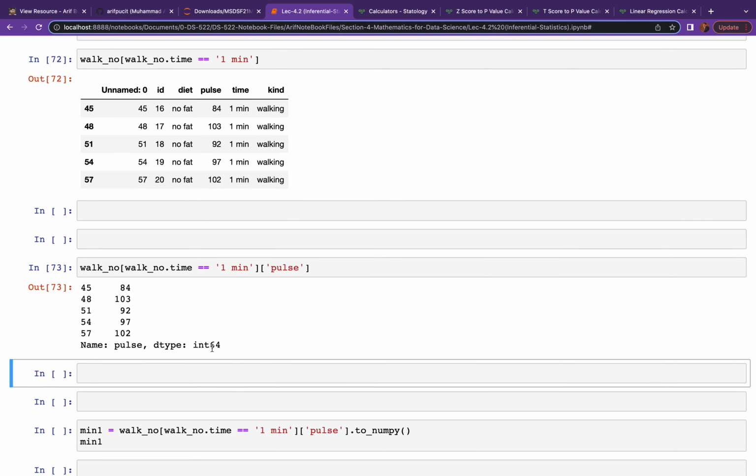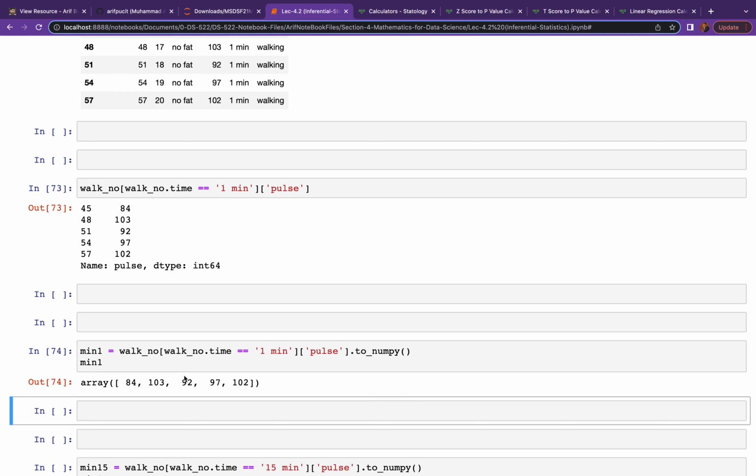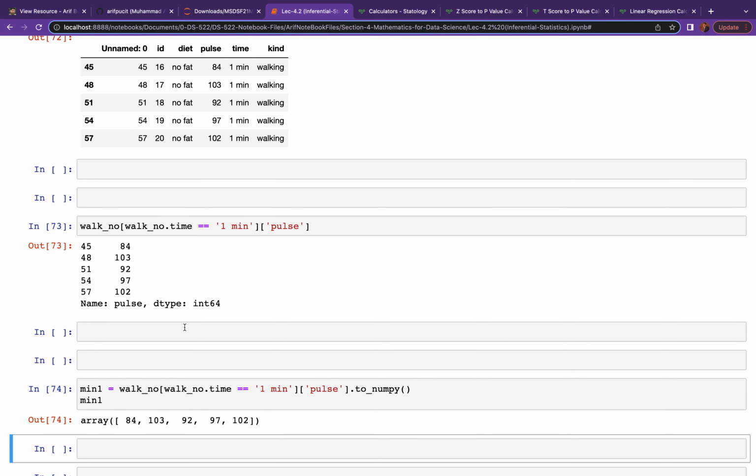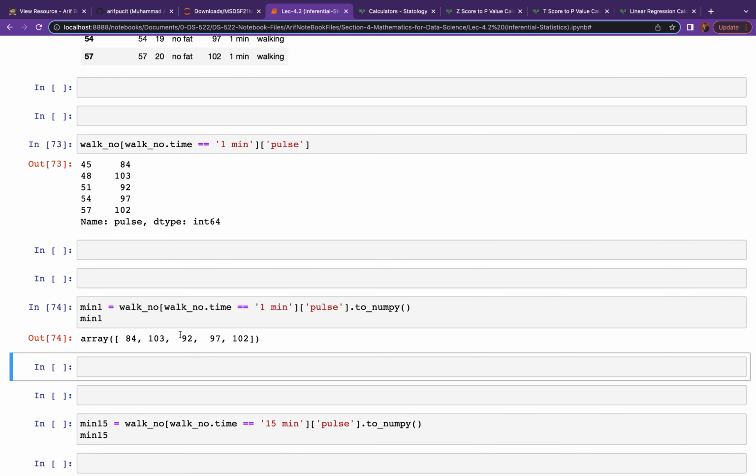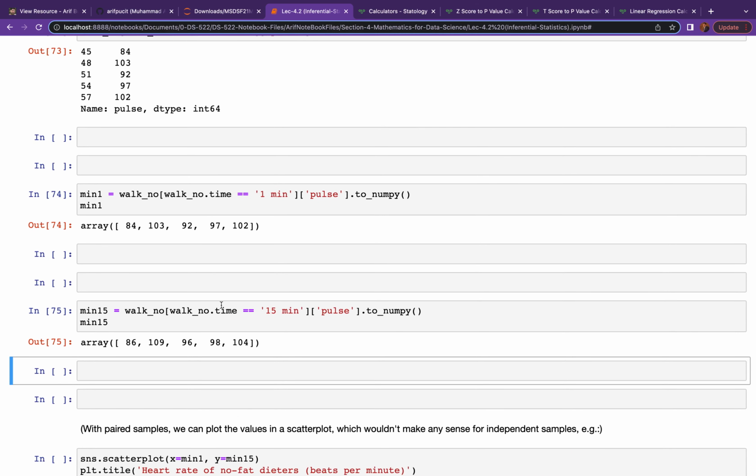Now let me convert this to a numpy array. We can easily do that by using the toNumpy function. So this is our numpy array now, the pulse values 1, 2, 3, 4, 5, these 5 pulse values. And similarly we can get another array over here. So this is the data set, my dear students.